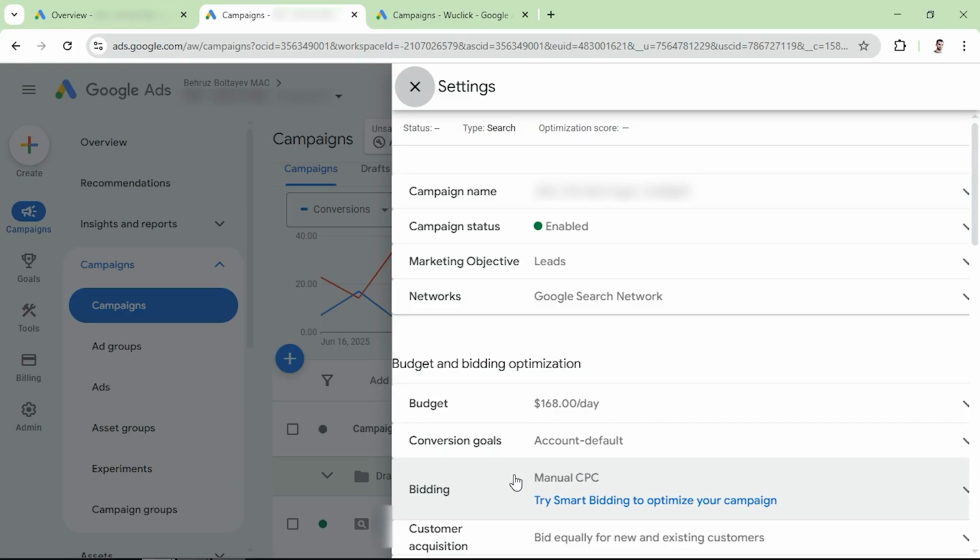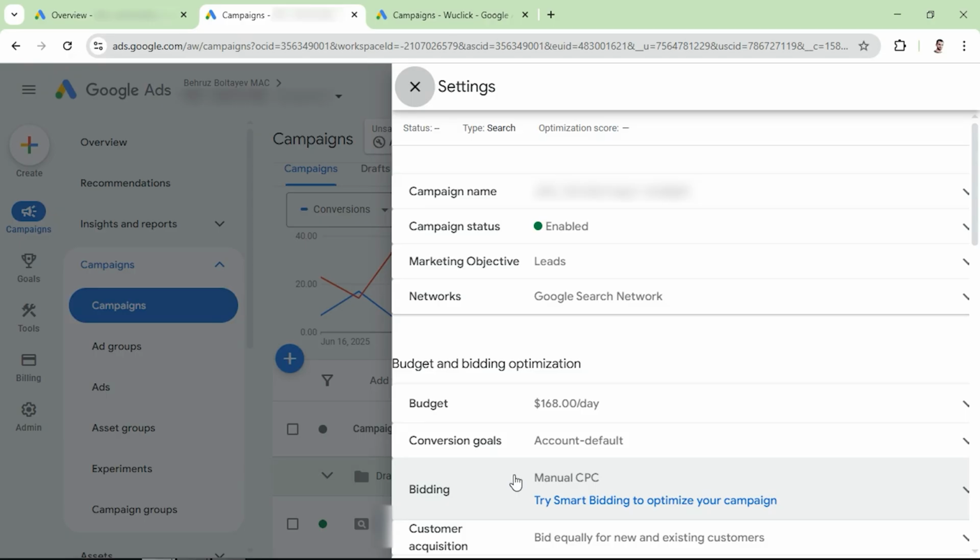And that can obviously drive up the cost per phone call or cost per lead. Even if you have a very high conversion rate, if you have a very high cost per click, it can increase your costs. So that's why you need to make sure that you're bidding lower or you are not bidding too high. And that way, you can control your costs. So your bid strategy might be the problem.